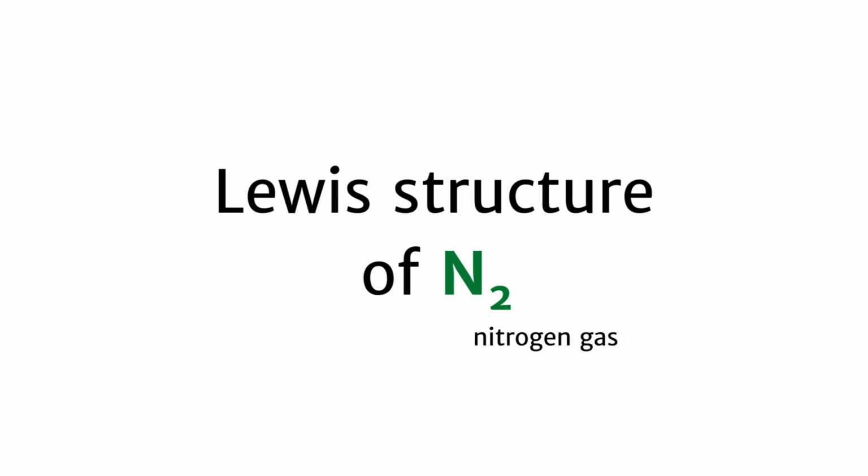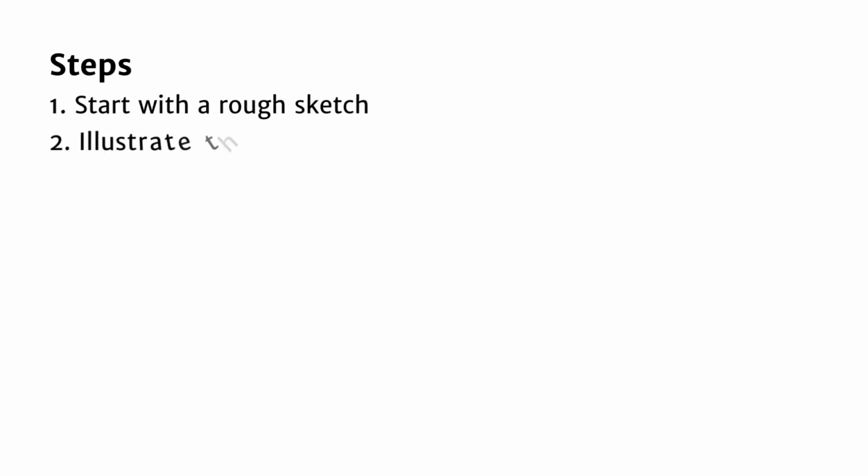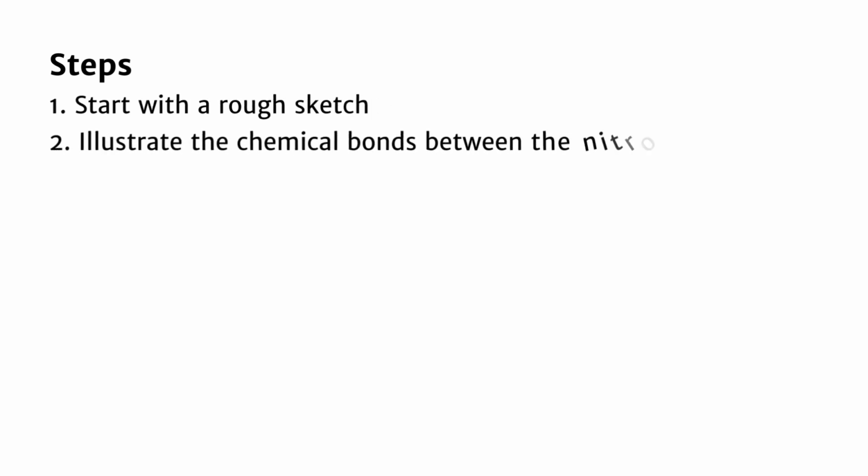Let's sketch out the Lewis structure for N2, which is nitrogen gas. To accurately depict the Lewis structure of N2, follow these steps. Start with a rough sketch. Illustrate the chemical bonds between the nitrogen atoms.